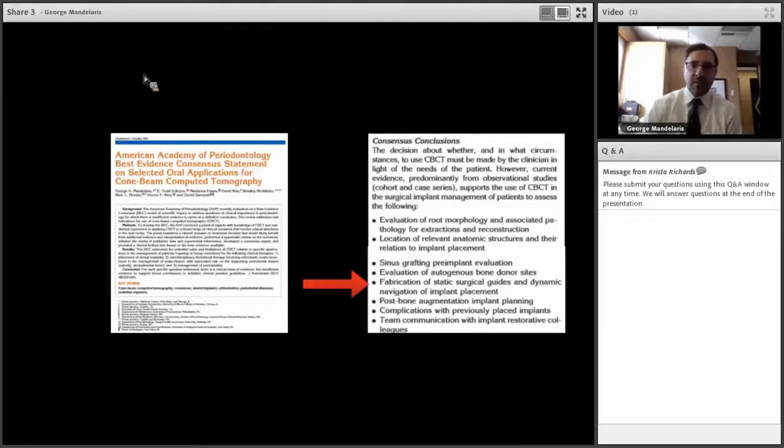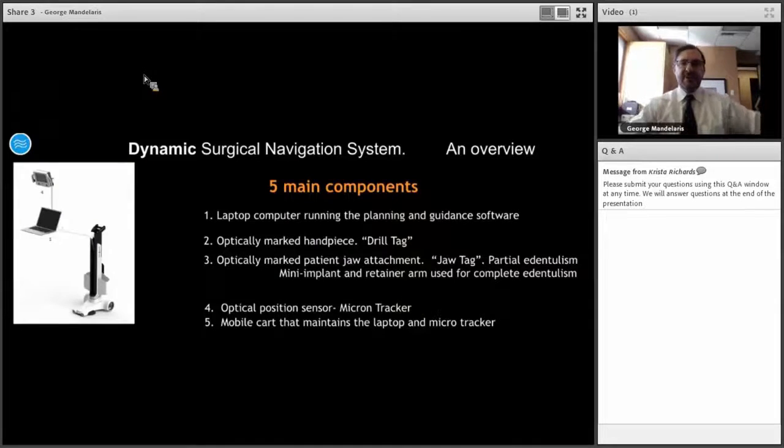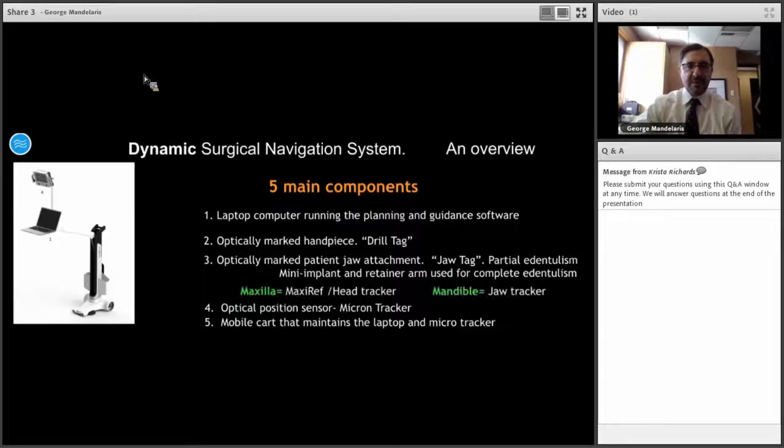And in fact, it's one of the modalities necessary to execute surgery with navigation or with static surgical guides. There are five components to the navigation system. There's a laptop computer that runs the planning and guidance software. There's an optically marked handpiece, or what we'll call a drill tag. There's the optically marked patient attachment, or the jaw tag, or as Ido was showing you, the maxi-ref, the head tracker, and in the mandible, the jaw tag. There's an optical position sensor, the MicronTracker, which is really the guts of the system. And then a mobile cart that holds the laptop and the MicronTracker, as you see here.